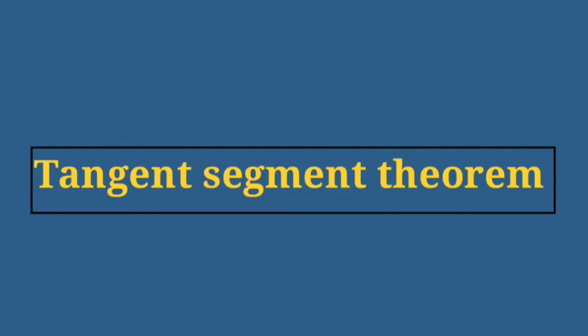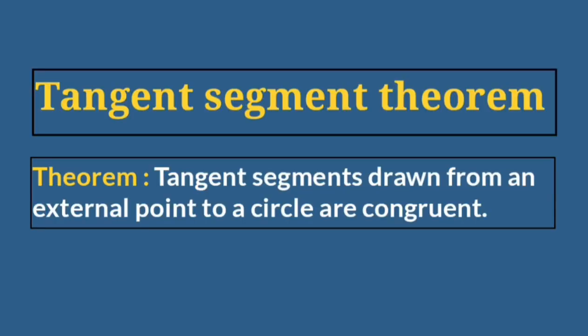We are going to learn the tangent segment theorem. The statement of this theorem is: tangent segments drawn from an external point to a circle are congruent. Now the first step to prove any theorem is to draw a proper diagram. Obviously, here we have to draw one circle, and we have to draw tangent segments from an external point to that circle.